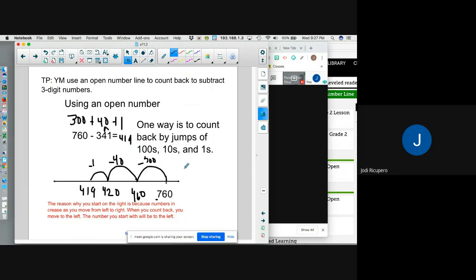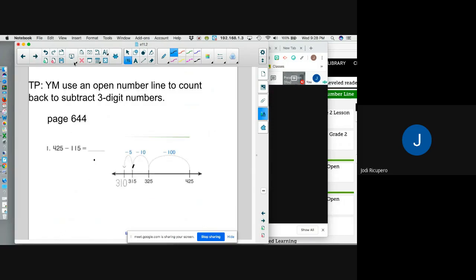But I'm going to check my work. I'm taking my answer that we just found, and I'm going to add it back to the subtrahend, the number we subtracted. 9 plus 1 is 10. 1 plus 4 plus 1 is 6. 3 plus 4 is 7. So it matches. 760 matches 760.